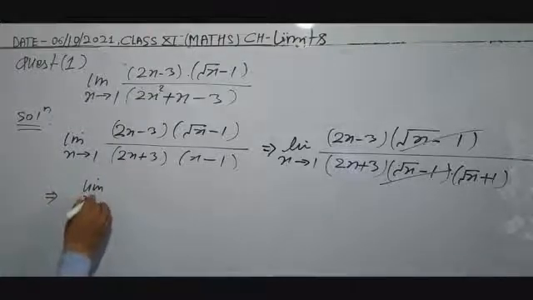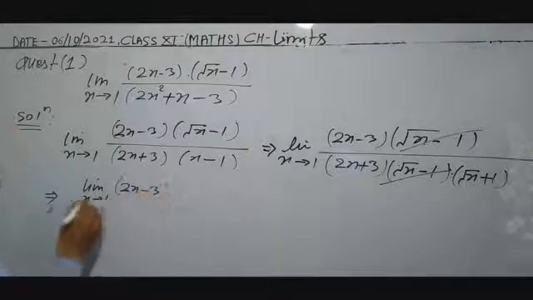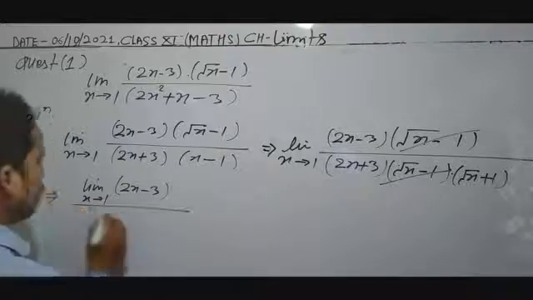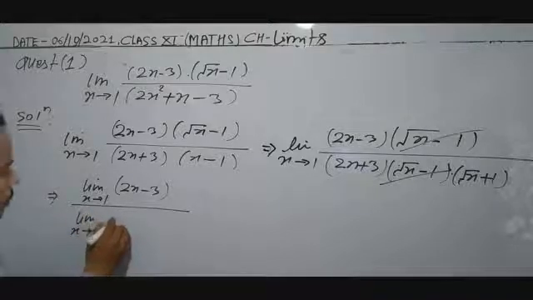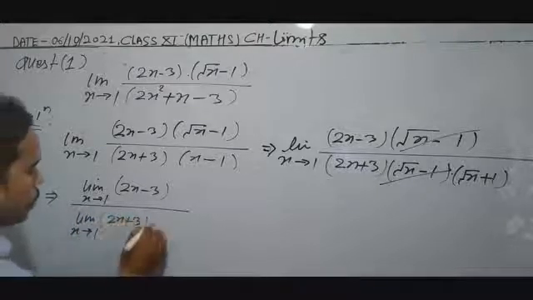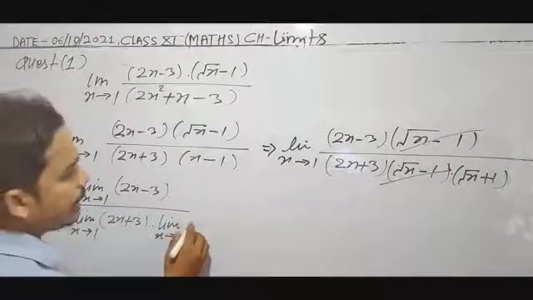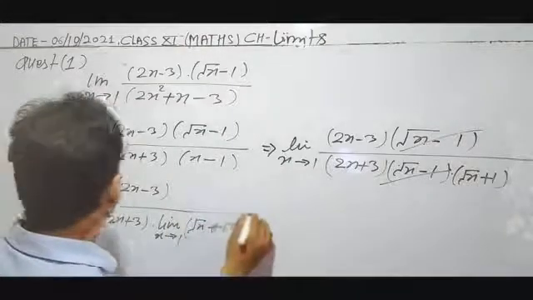Limit x tends to 1, 2x minus 3, whole upon limit x tends to 1, 2x plus 3, into limit x tends to 1, root over x plus 1.